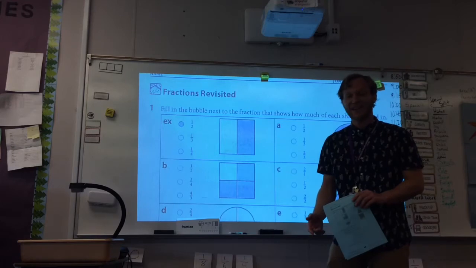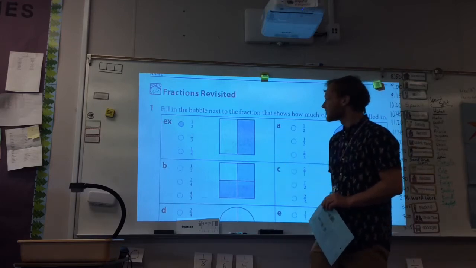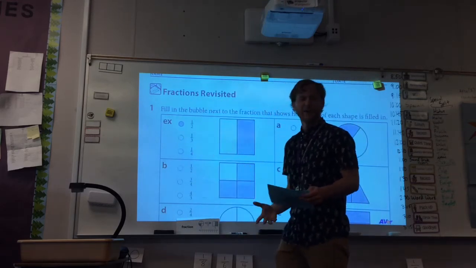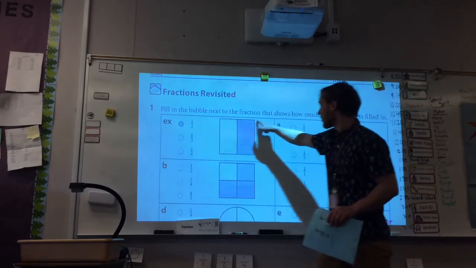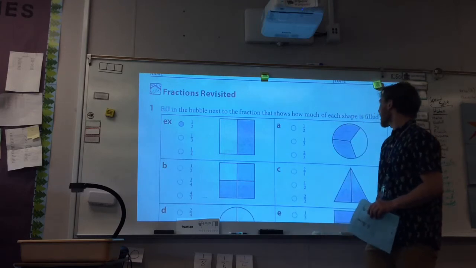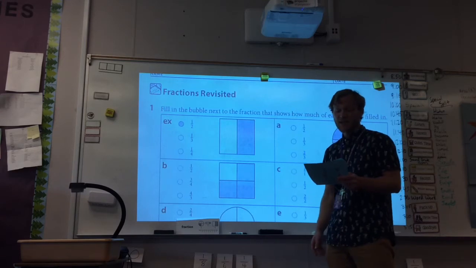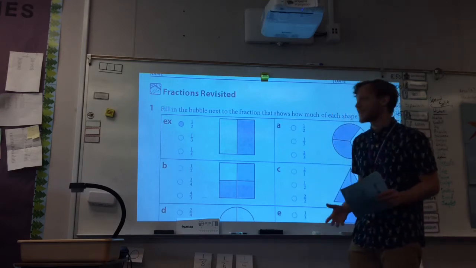Let's look at the page together and see how we can solve these problems. First, make sure you're on the page that says Fractions Revisited, or in Spanish, Repaso de Fracciones. Okay? Let's read the directions on number 1 together. Fill in the bubble next to the fraction that shows how much of each shape is filled in. Or in Spanish, llena la burbuja en la fracción que muestra cuánto de cada figura está lleno.